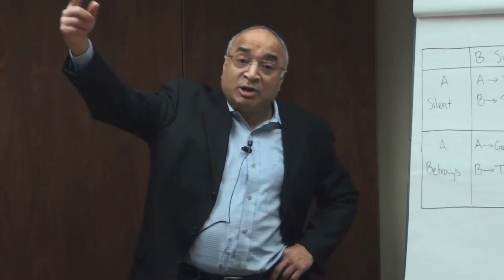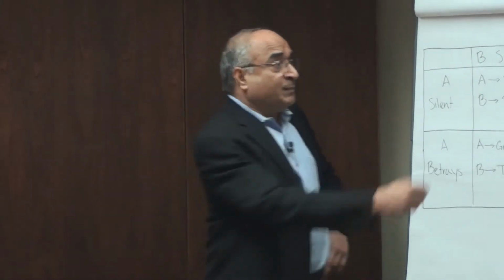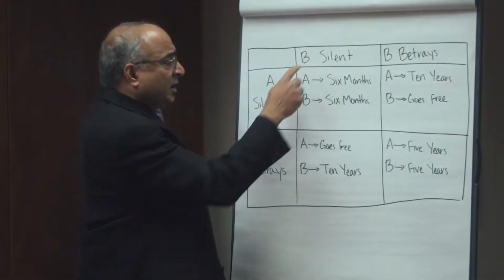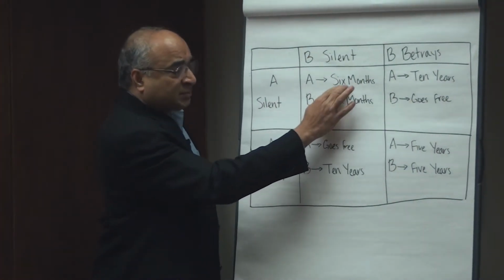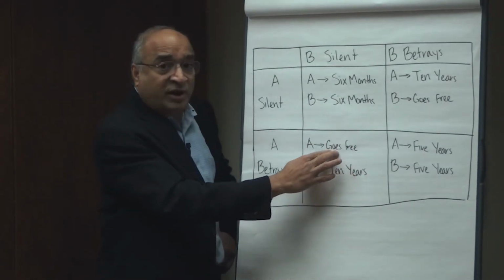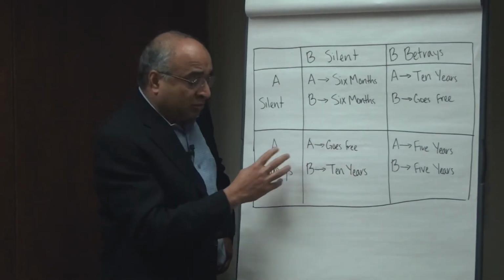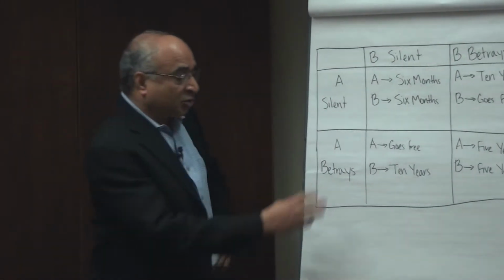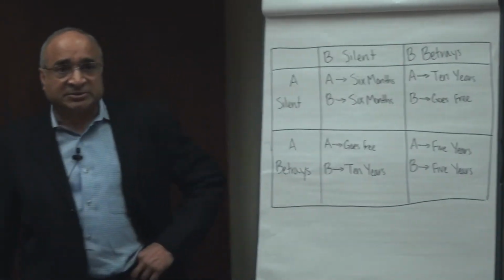Let us think about what might happen. So, A is saying, well, what would B be doing? B might stay silent. If B is silent, A says, which of the two options is better for me? If B is silent, this option will give me 6 months and this option lets me go free. So, betraying is better if B is silent.